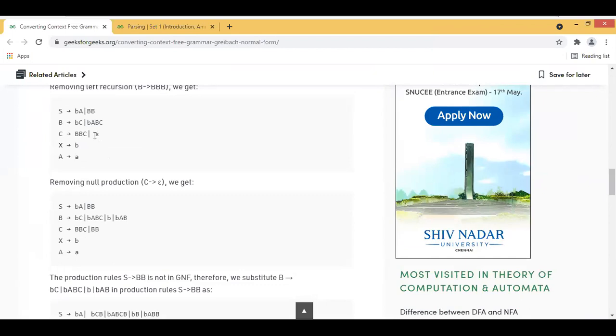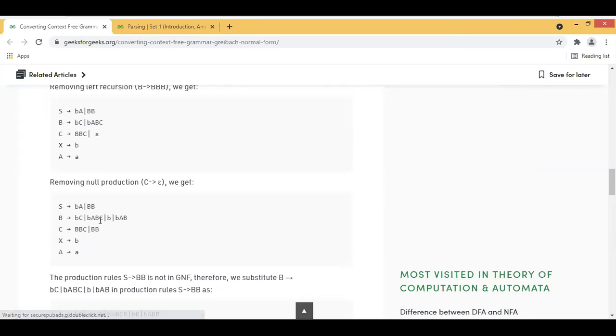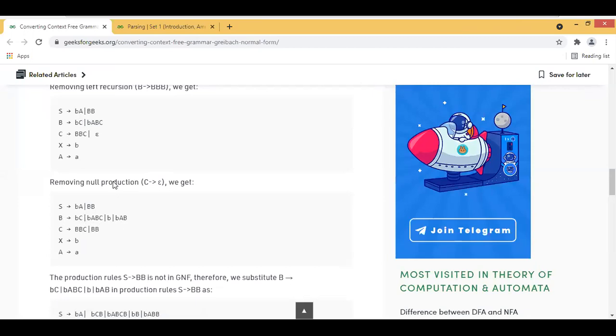So we are removing the null productions. How to remove the null productions? Wherever we have C, we place epsilon there and get the production. So it becomes S tends to BA, BB, B tends to BC or BABC or BAB. See, here I put epsilon, then it becomes B. Here I put epsilon, then it becomes BAB. These are the two that we get from there. And C tends to BBC or BB, X tends to b, A tends to a.